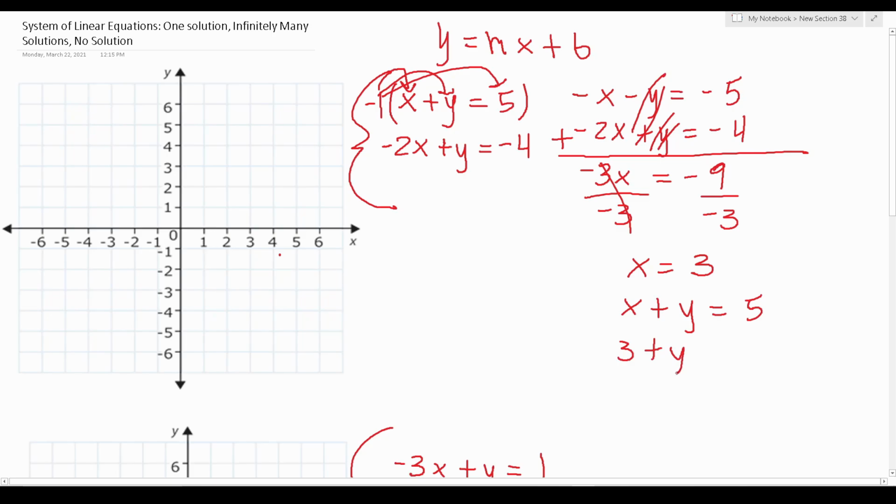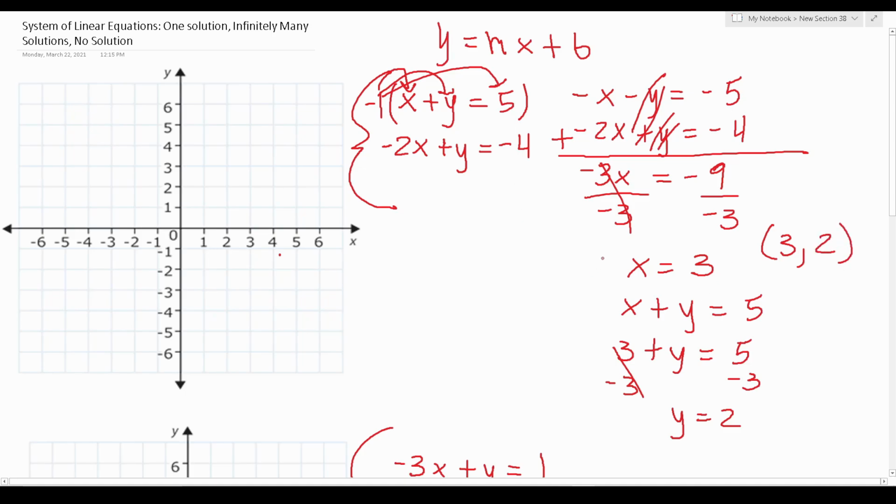3 plus y equals 5. Subtract 3 from both sides. This leaves you with y equals 5 minus 3, which is just 2. So the solution to this system of equations is x equals 3, y equals 2, and of course you can express that as an ordered pair of (3, 2).